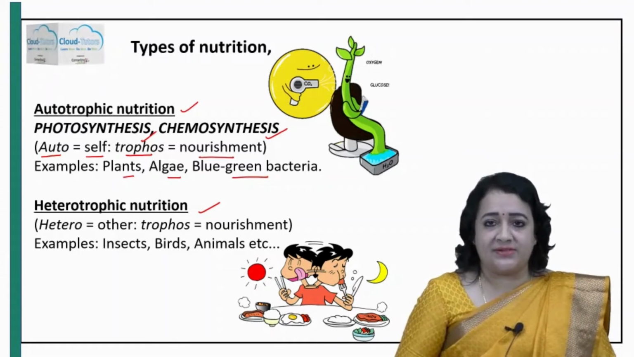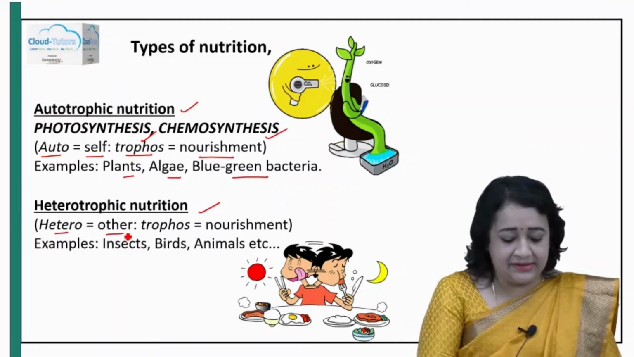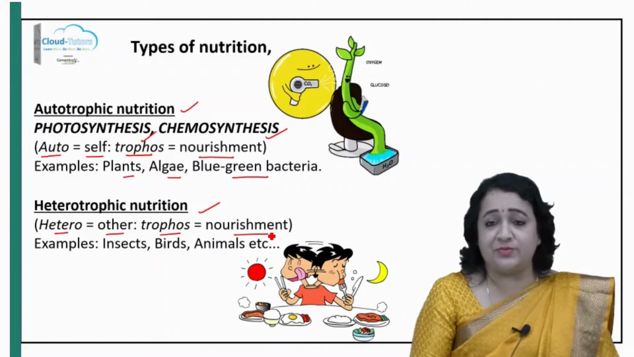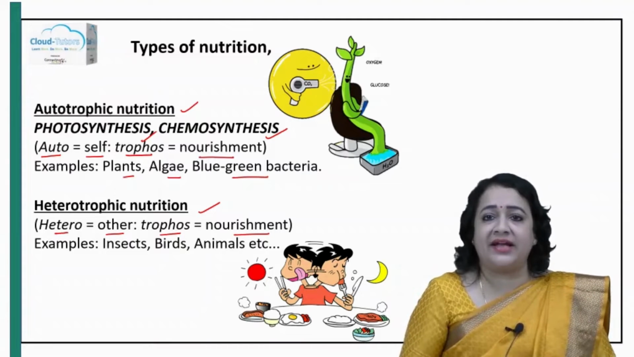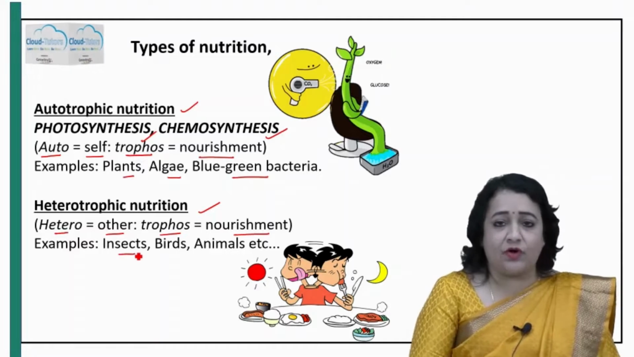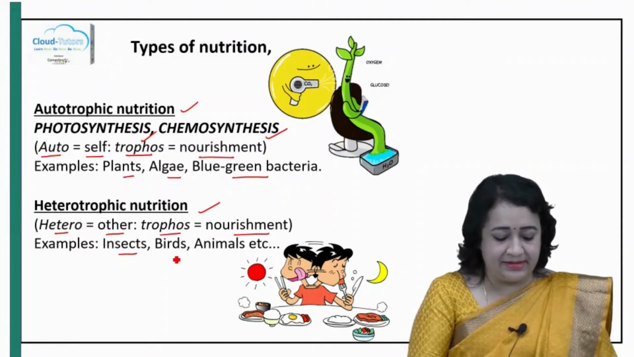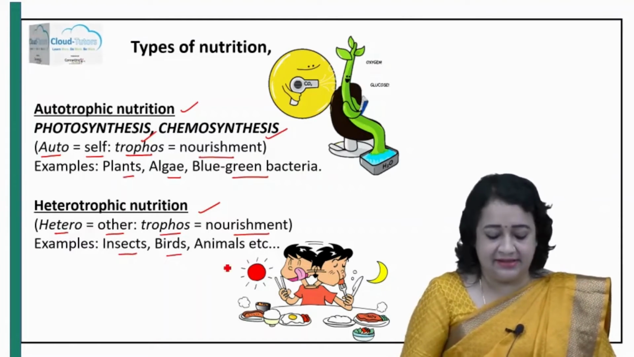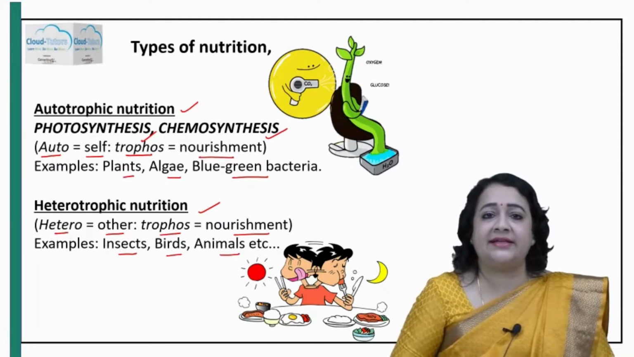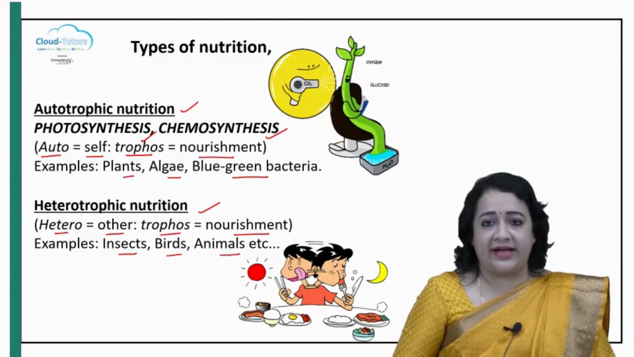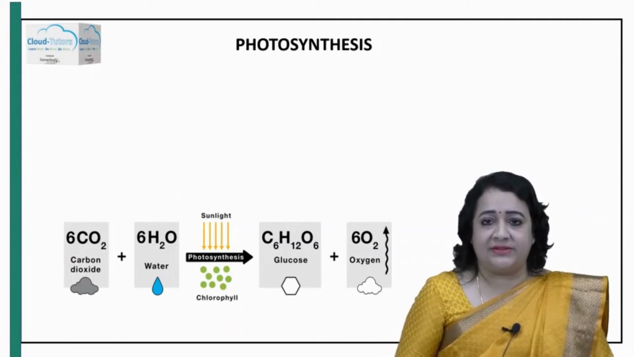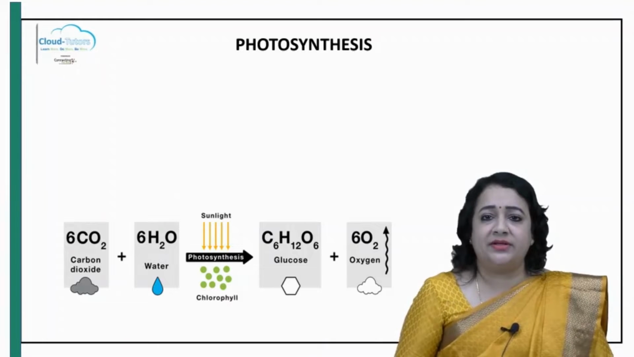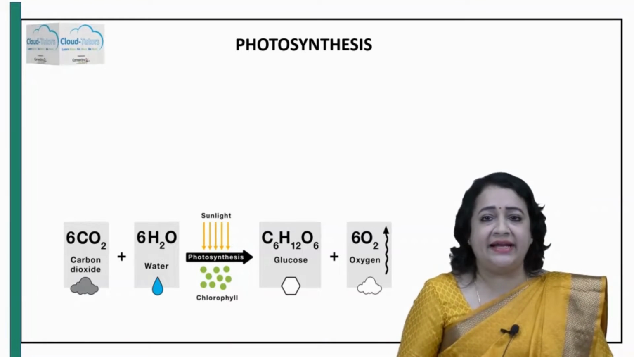Coming to heterotrophism. Hetero means others and tropos is nourishment. Here the organisms get nourishment from other organisms. They are dependent on other organisms. Examples for heterotrophs are insects, birds, animals. These are the examples for heterotrophic organisms. Now let us discuss autotrophism. So autotrophism includes photosynthesis and chemosynthesis.